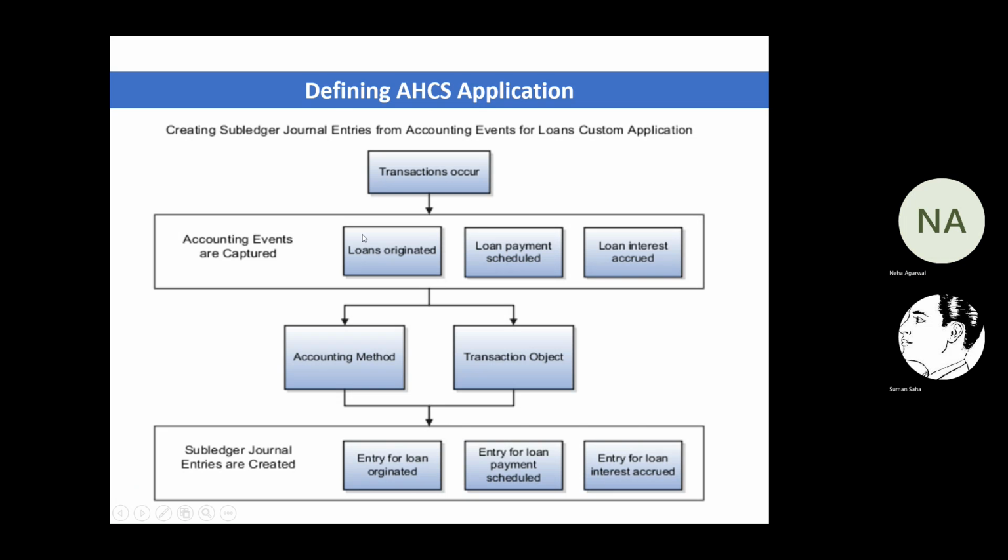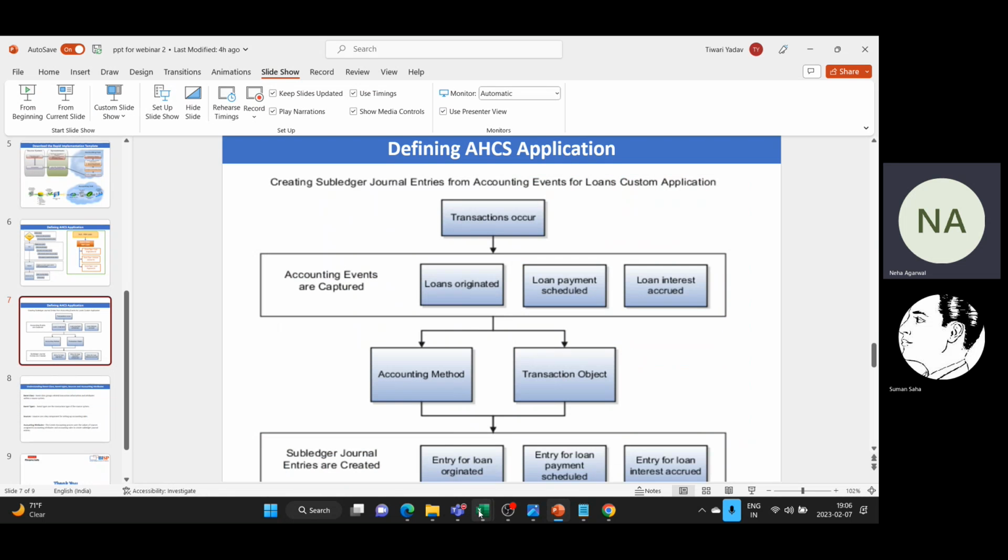So, if you see here, the events are loan originated, loan payment schedule, and loan interest accrued, and the entries will be created for loan origination, loan payment schedule, and loan interest accrued based on these event types and the rules which we have created. Now, again, we will go to the Excel that we have downloaded.